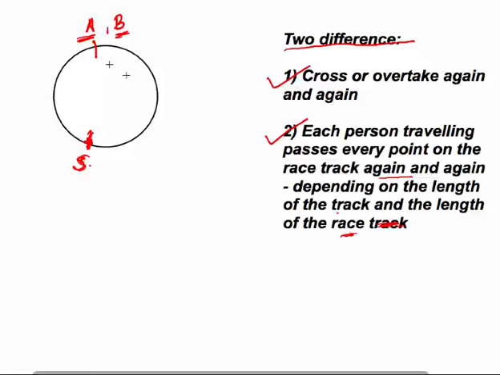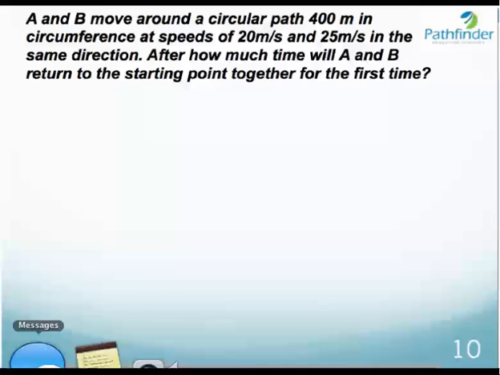Similarly, because they are moving around this closed circuit, A and B will either pass each other again and again, or they will cross each other again and again, or they will overtake each other again and again. So if they're running in the same direction, the faster person will overtake the slower person, and if they are running in opposite directions, they will cross each other again and again. So with this background, let us try to solve a few simple questions on the concept of circular races.